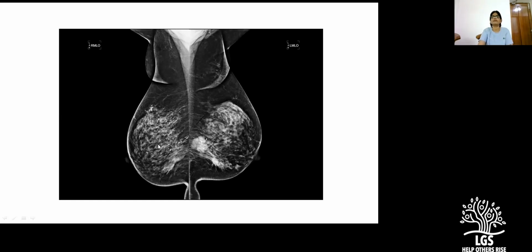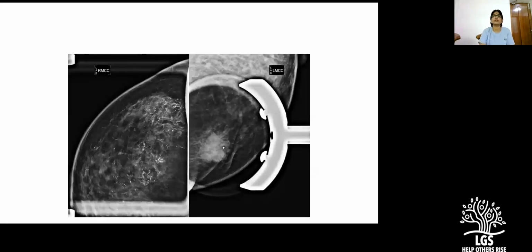I'll show you a mag view. So you can actually see a lot of irregular shaped forms filling the entire quadrant of the upper aspect of the breast. So these would be typically called pleomorphic malignant looking calcifications.